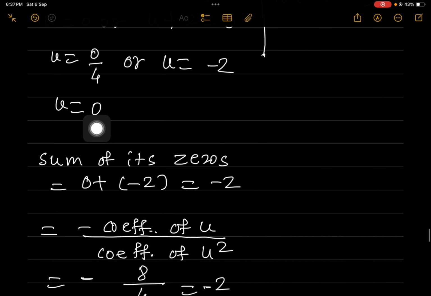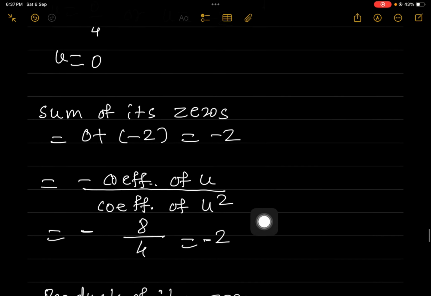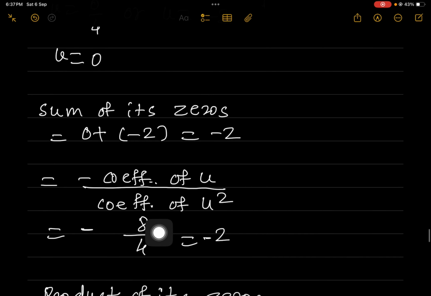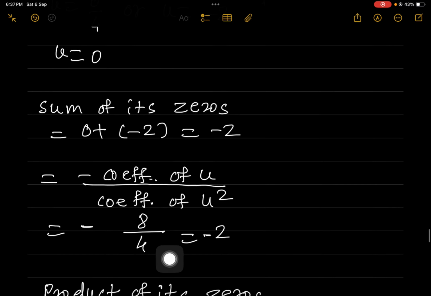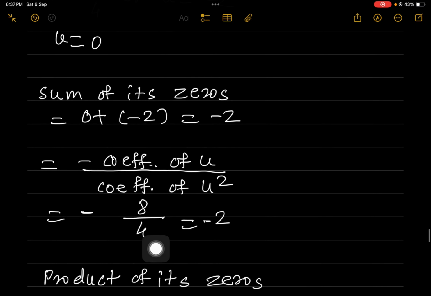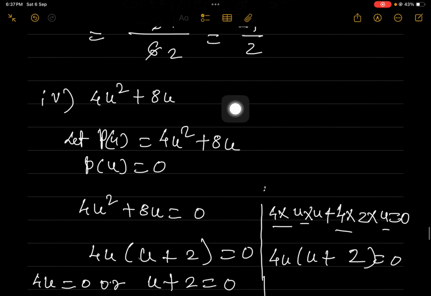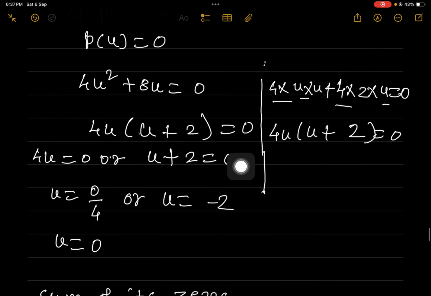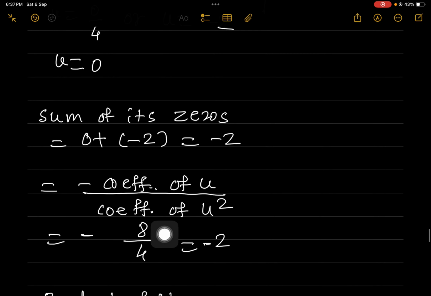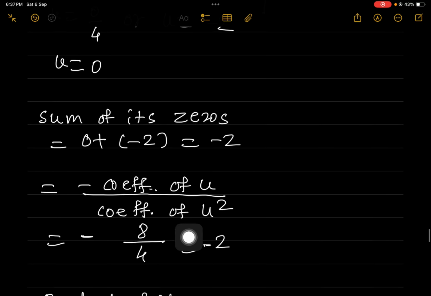With two zeros we got 0 and minus 2. So 0 plus minus 2, so 0 minus 2 equals minus 2. Then minus coefficient of u upon coefficient of u square. Coefficient of u is plus 8, so we have written here plus 8, and this minus sign is already there for this formula. And coefficient of u square is 4.